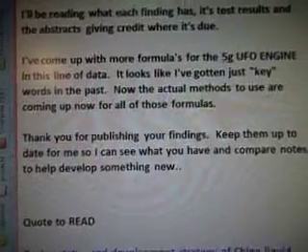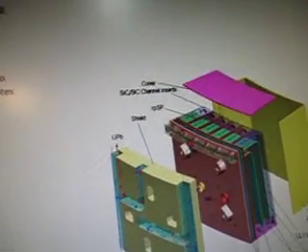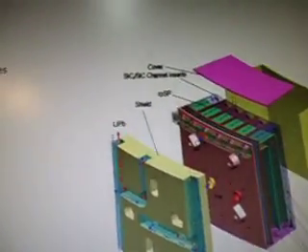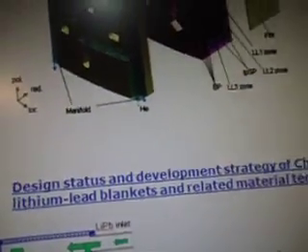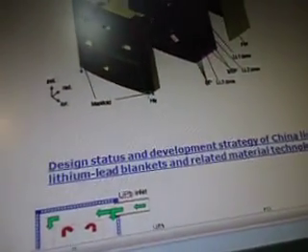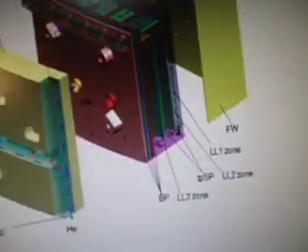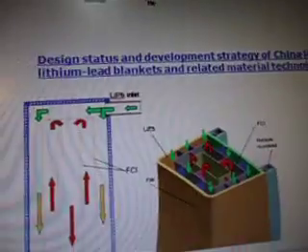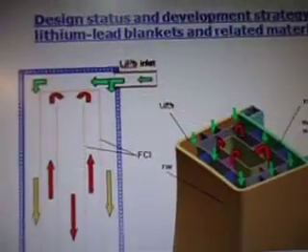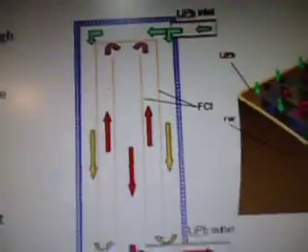Oh, we're not done yet. Sorry. Okay, look, I got some nice graphs for you here. This is the lead blanket that I'm talking about for that China thing. This is a design status and development strategy of China liquid lithium lead blankets and related material technology. So I Googled it because I like pictures, right? I think it's easier to remember what something is by looking at pictures, especially if you're not familiar with physics and stuff. This is just an easier way of seeing it and understanding what we're talking about.